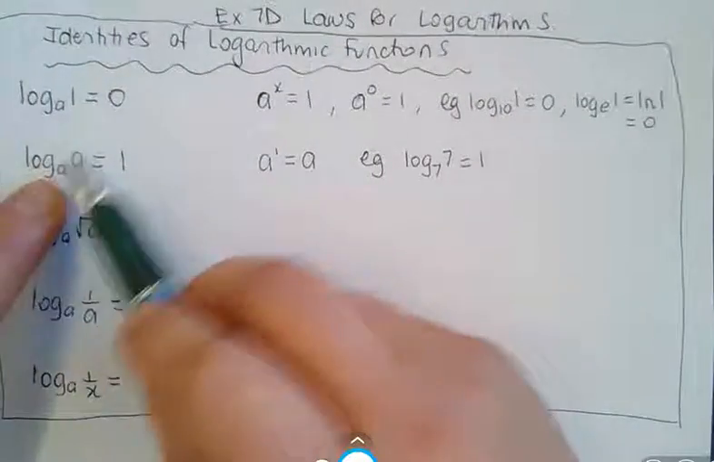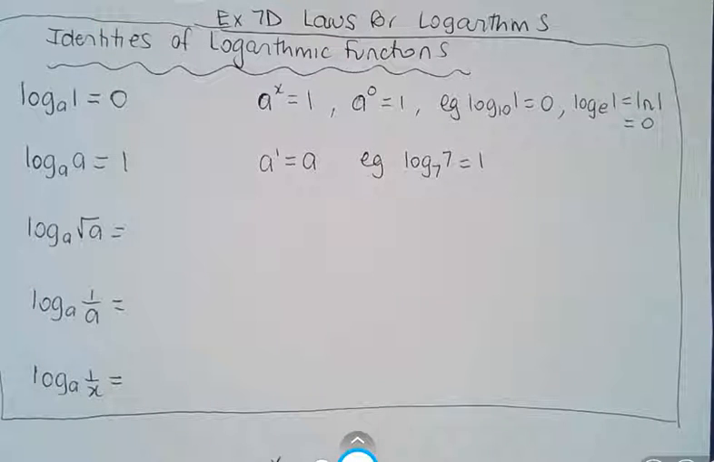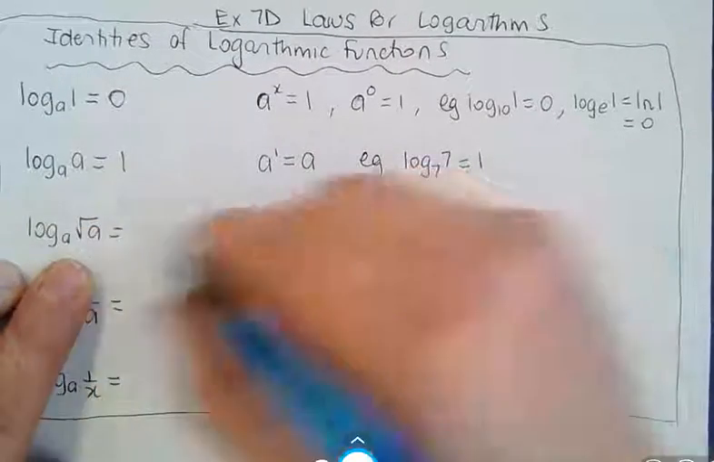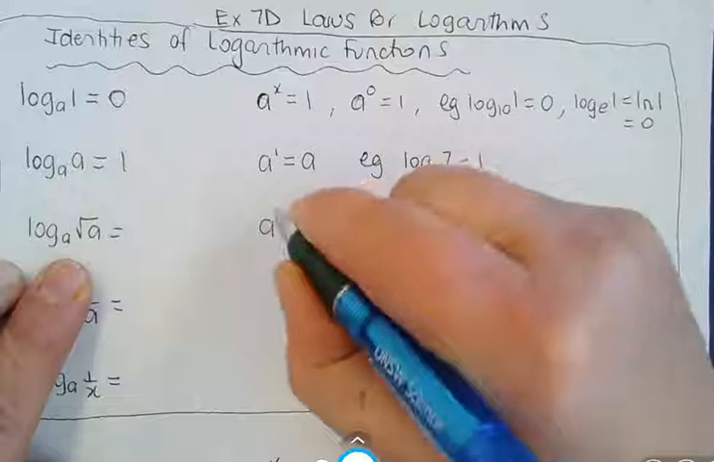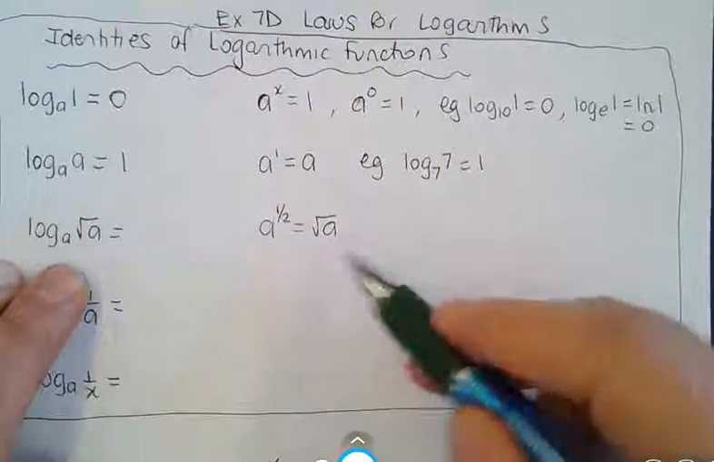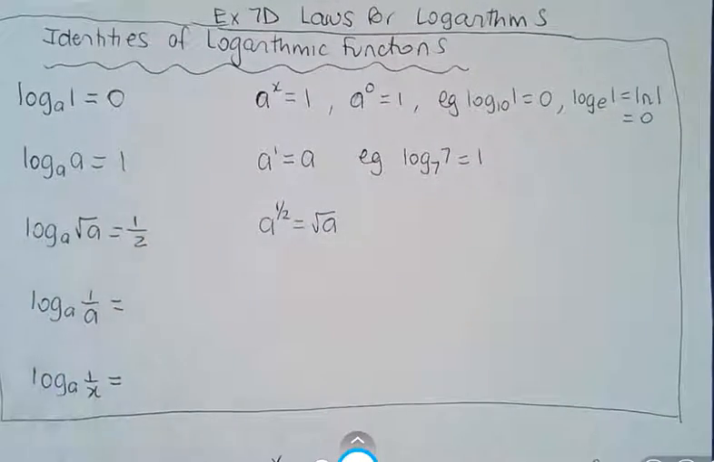Because we're saying a to the power of what is a? A could be any number. So in these cases, a is any positive whole number. Now this one, aren't we saying a to the power of something is root a? Yeah, it's a half. You okay with that? A to the power of what is square root of a? It's a to the power of a half. So log to the base a of the square root of a is a half.